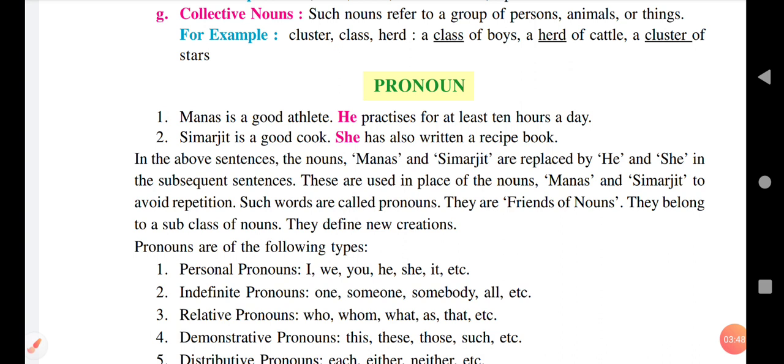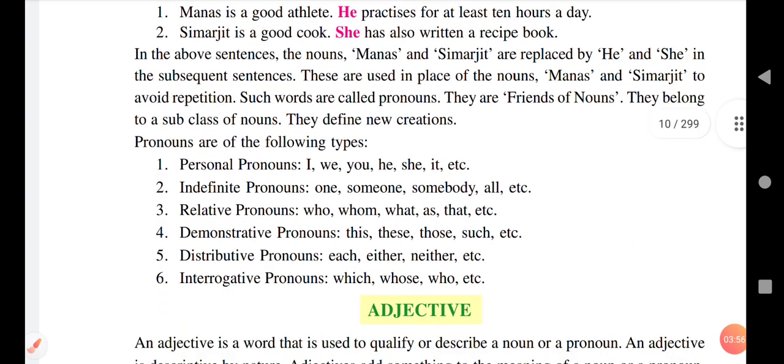They are friends of nouns. They belong to a subclass of nouns. They define new creations. Pronouns are of the following types. Number 1, personal pronouns: I, we, you, he, she, it, etc. Number 2, indefinite pronouns: one, someone, somebody, all, etc.